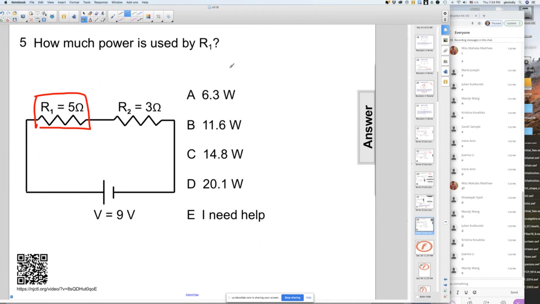Well, you can use one of those equations. You can use any one because you know the voltage, the resistance, and the current. You could use any one. The one I chose to use was P = IV.